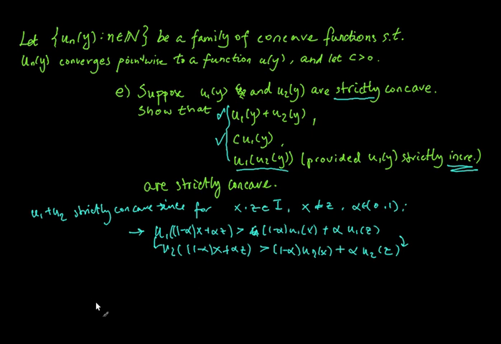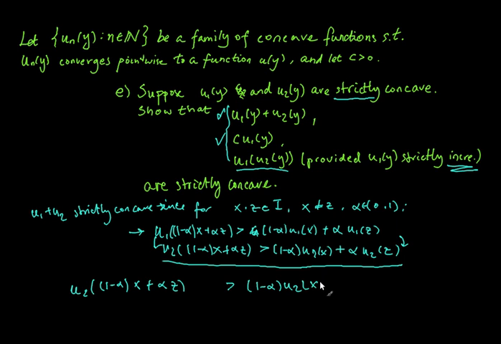Well, if we consider again the definition of strict concavity for U2, we have that this holds, so I'll just write down what we have above again. And then we recall that since U1 is strictly increasing, if you evaluate it in two points where one is strictly greater than the other, then the value of U1 in the strictly greater point is also strictly greater than the value of U1 in the smaller point. So this inequality definitely holds. Now we will use the strict concavity of U1 to write this out.